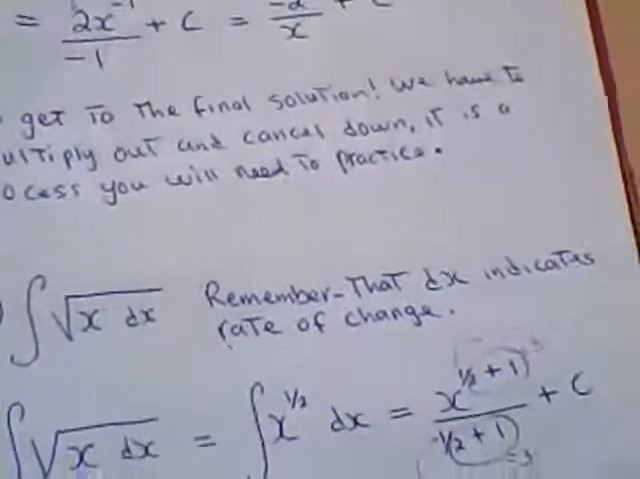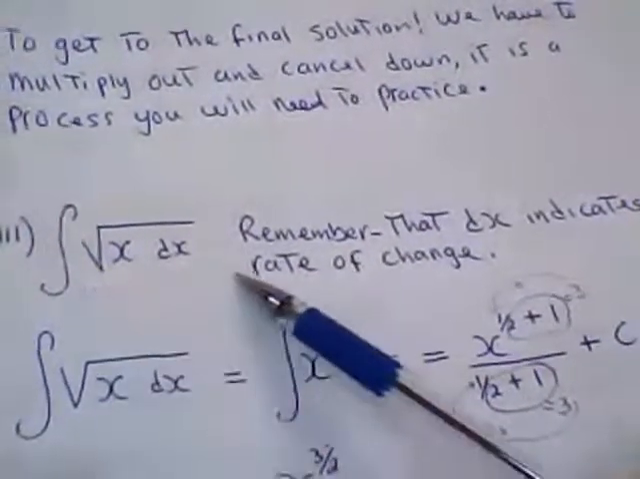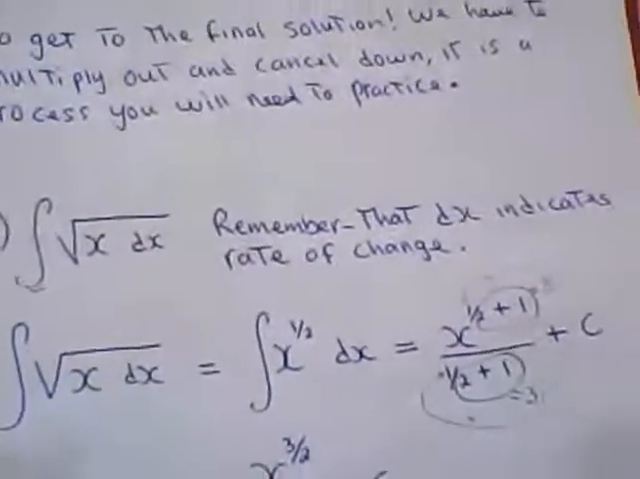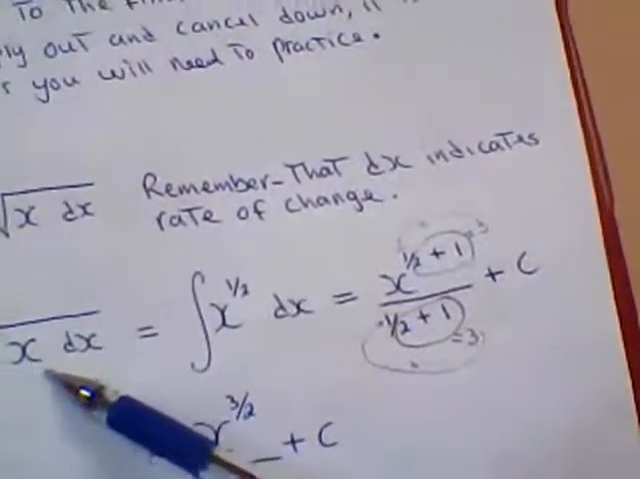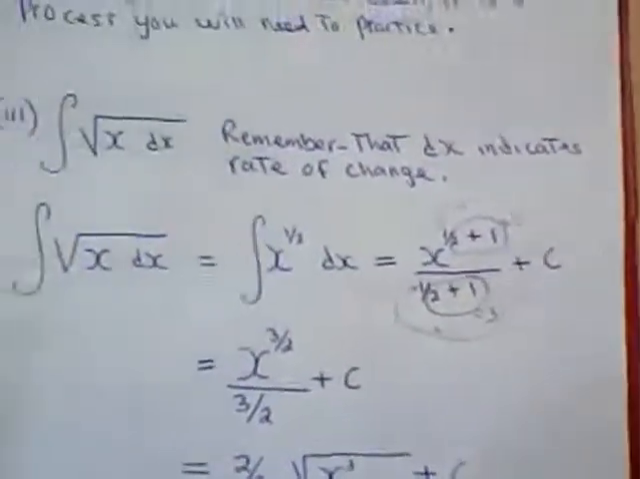Now here we have another example. Remember that dx indicates rate of change. Excuse me. And here we have an example here. So let me make sure I get this in.